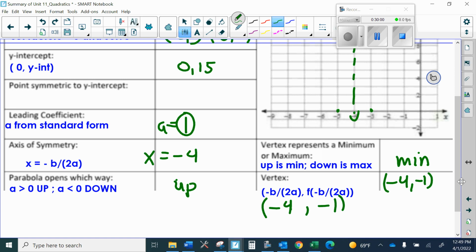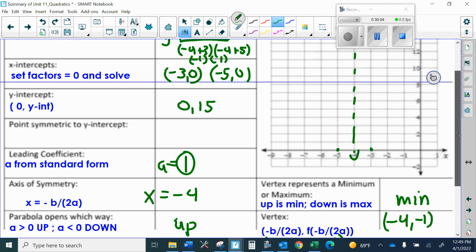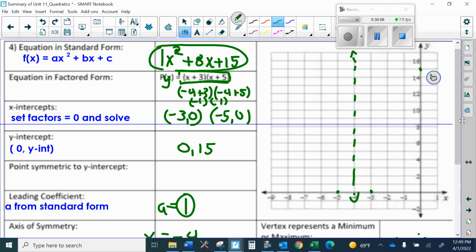I forgot to, but since we're in factored form here, I just showed you how you can plug it right into the factored form and get the y coordinate. So -4, -1 is right there. That's my vertex. I'll get rid of that so you can see it better.